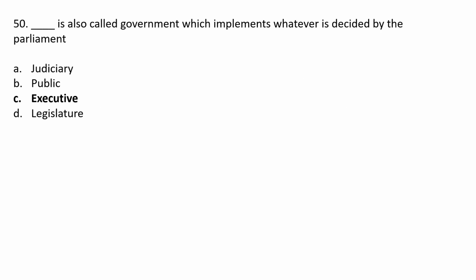Dash is also called government which implement whatever is decided by the parliament. Option A judiciary, option B public, option C executive, option D legislature. The correct answer is option C executive. Executive is also called government which implement whatever is decided by the parliament.